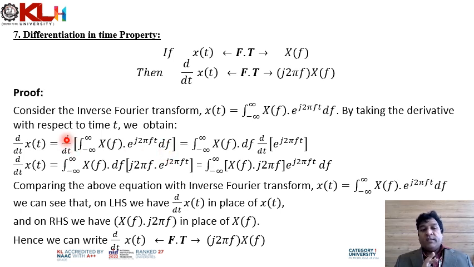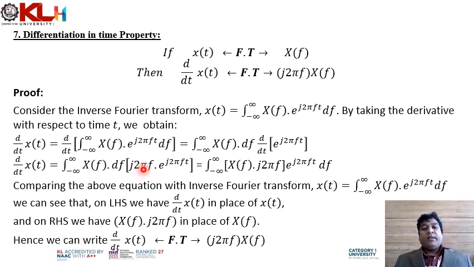We have to apply this derivative d by dt to e power j 2 pi ft, which has the variable t. So when we take this derivative, it applies only to the e power function because it has that derivative variable t. If you take the derivative of that e power function, you get j 2 pi f multiplied by again that e power function, e power j 2 pi ft, and whatever is the integral and capital X of f df, they remain as constants.